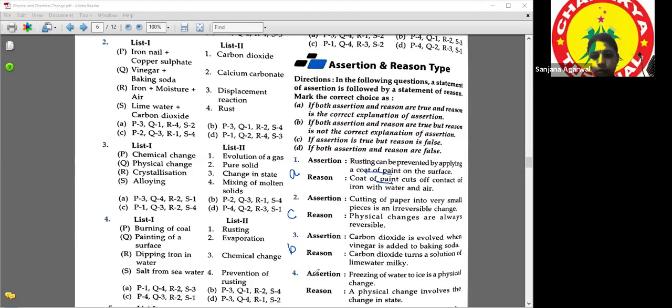Fourth, freezing of water to ice is a physical change. A physical change involves a change in state. Fourth, write down quick.